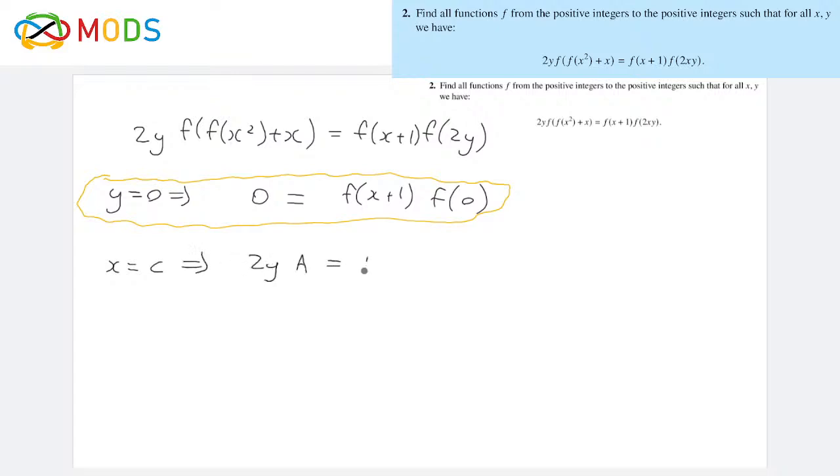2ya equals b f of 2y. So this means that f of 2y equals 2a over b times y.